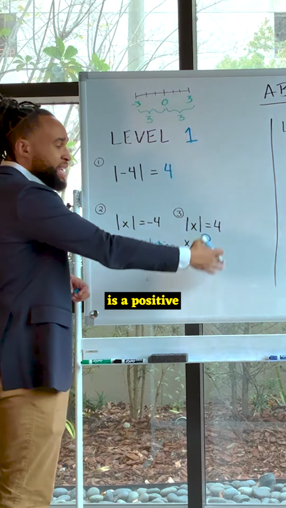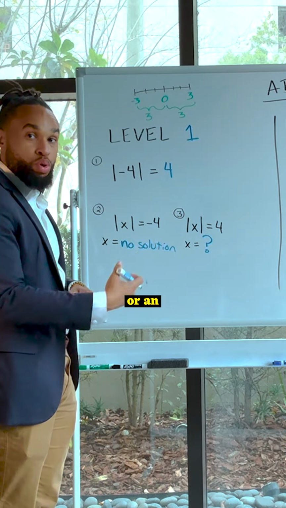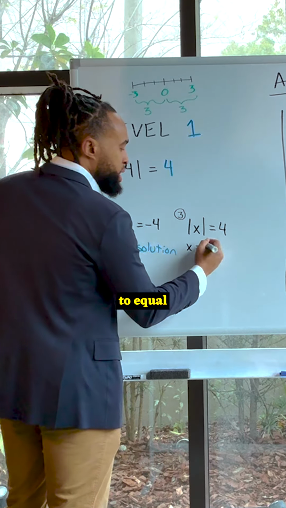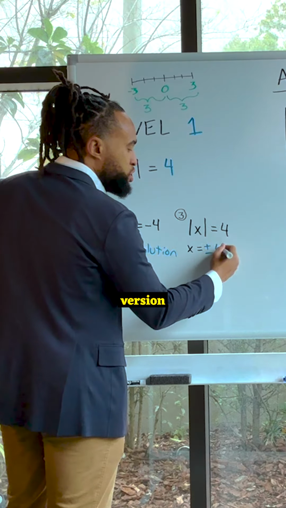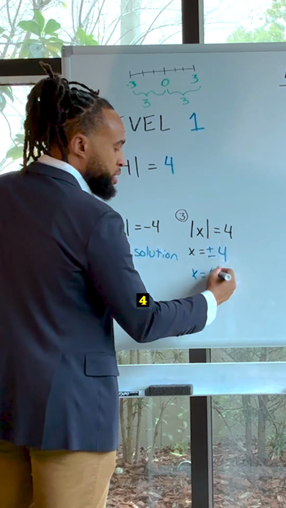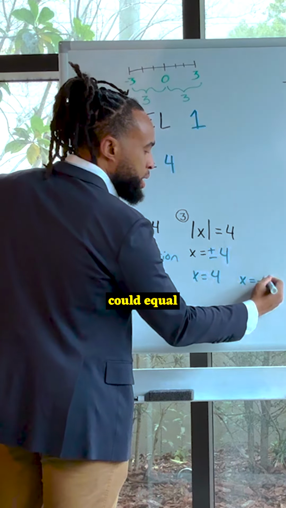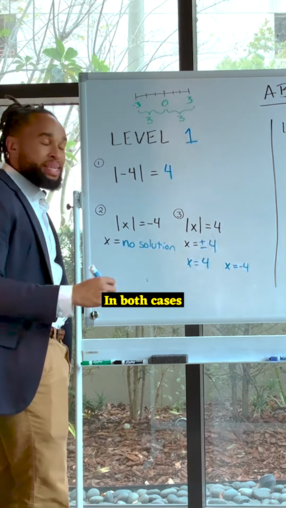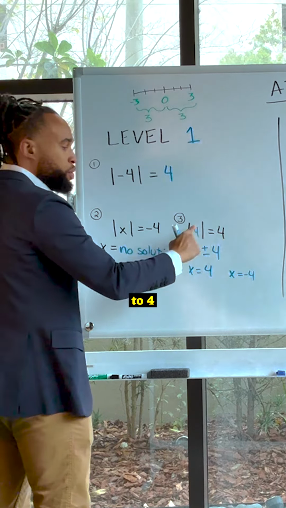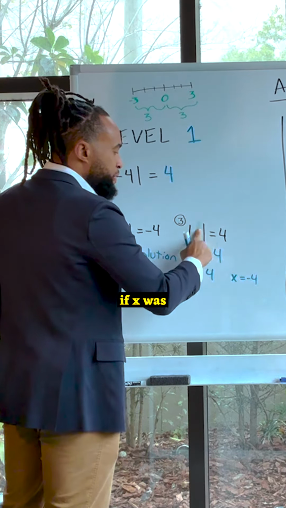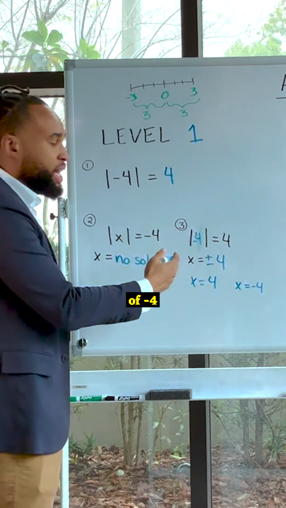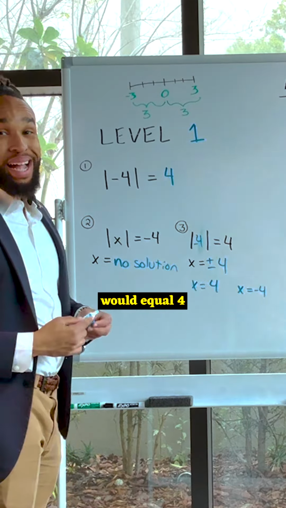If the other side is a positive number or an expression of some sort, then we know that x is going to equal the positive and negative version of 4, because I could plug in x could equal +4 or x could equal -4. In both cases where x is +4, the absolute value of 4 would equal 4. And also, if x was -4, the absolute value of -4 would equal 4 as well.